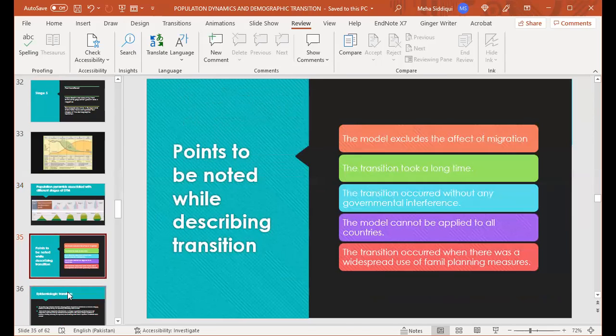Now, points to be noted while describing transition: the DTM model, that is the demographic transition model, excludes the effect of migration. And the transition took a long time. The transition occurred without any interference, and the model cannot be applied to all countries. And the transition occurred when there was a widespread use of family planning measures.